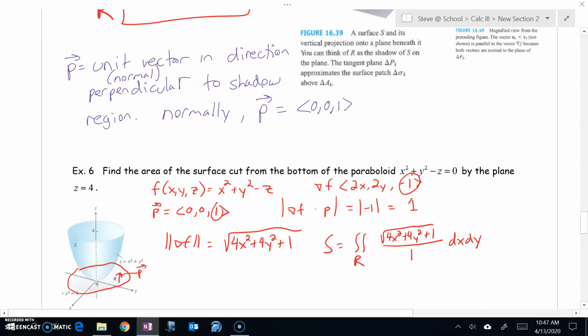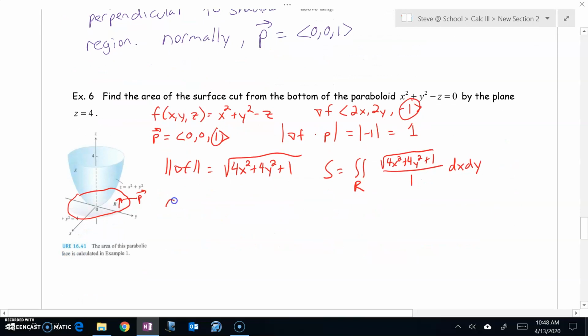We're in rectangular. But since we have a circular region for the shadow, we want to convert to polar, because remember, circles are easier to do in polar. So to convert this region into polar, first off, you should note that the bounds of this circle, this is x squared plus y squared equals 4. And I know that, by the way, because the plane z equals 4, if you put 4 in for z, you get the formula that the circle that will be projected down is x squared plus y squared equals 4.